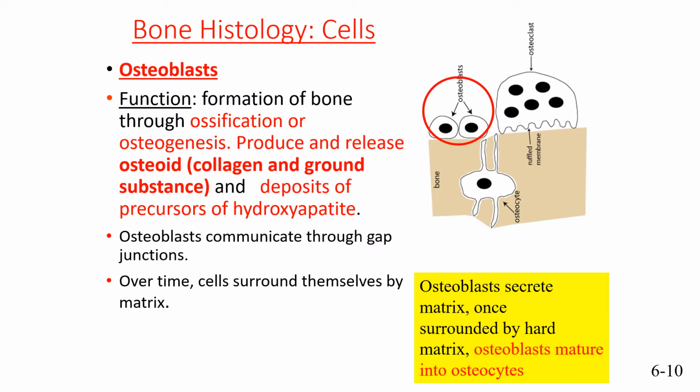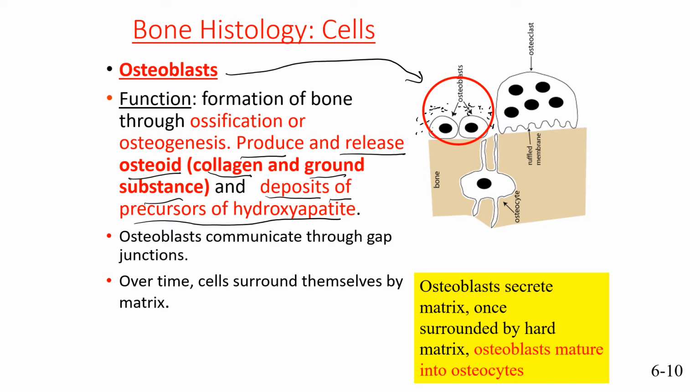Osteoblasts, which are young bone cells, are found on the surface of bone. These cells produce and release the osteoid, which is the organic component of bone matrix, made of collagen protein fibers and ground substance. They also help deposit into the matrix the inorganic components, hydroxyapatite crystals. So these cells will secrete matrix and start to surround themselves with the osteoid, which will be calcified until it becomes bone tissue.